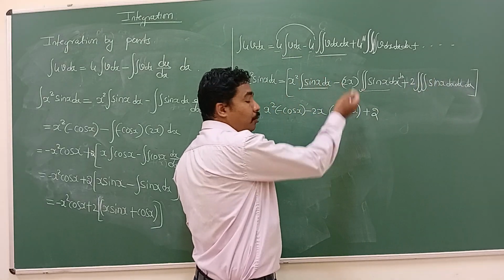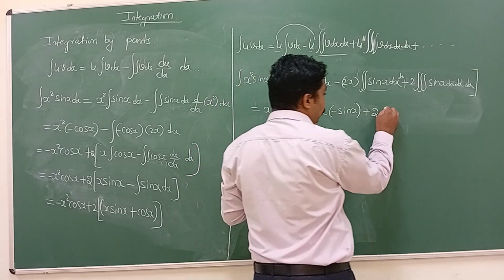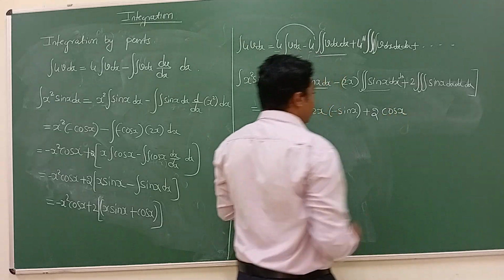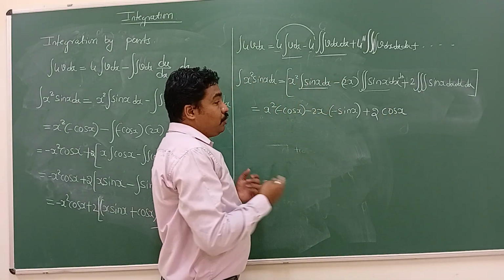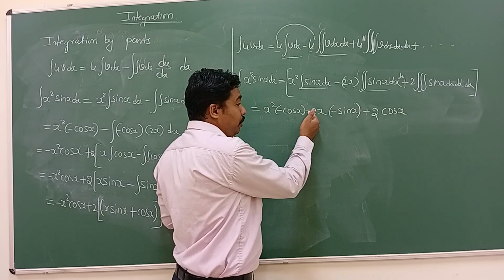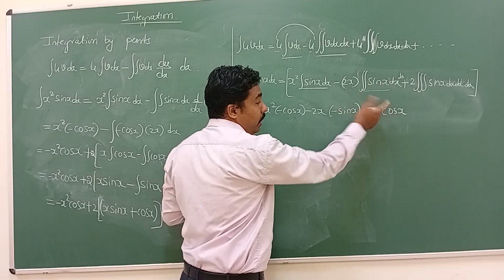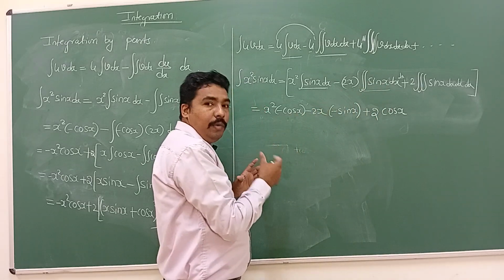This we have to integrate one more time. Sin x integration is minus cos x. We have minus, so it becomes minus into minus plus. Here some students will commit the mistake. Here itself they have multiplied minus into minus plus, they will write only sin x. Next they will write sin x integration minus cos x. Don't do that mistake. It is a common mistake.